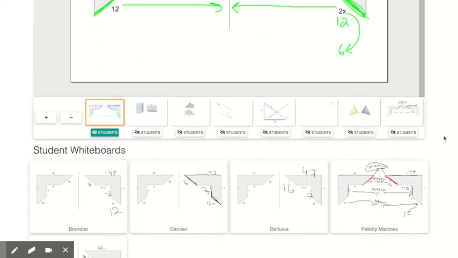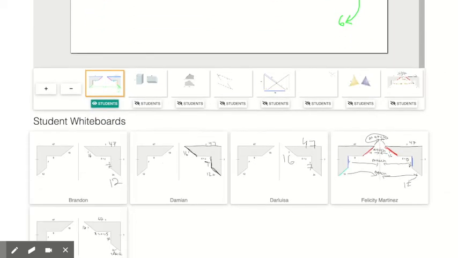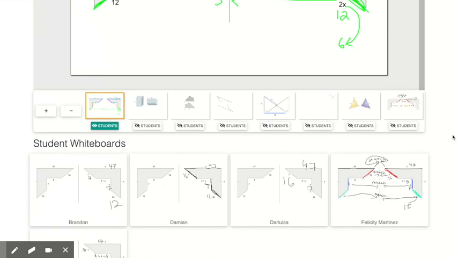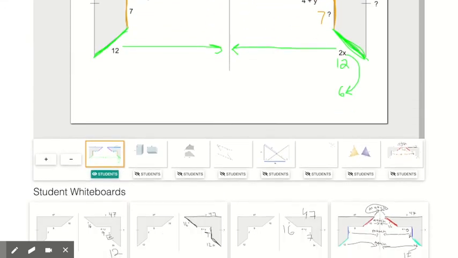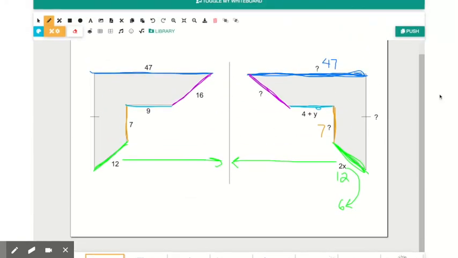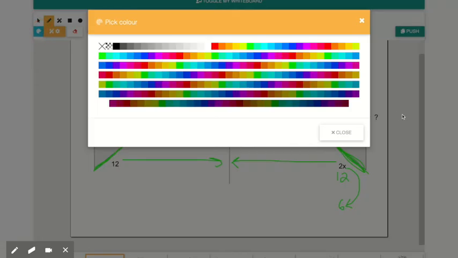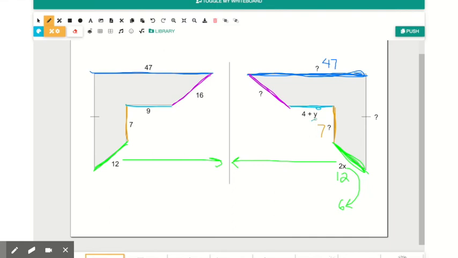And 4 plus y matches with what on the other side? It would match with 9. Exactly. Thank you. Simple addition, 4 plus 5 is 9. So y is equal to what again? Y is equal to 5, because if you just count from 4, 5, 6, 7, 8, 9.